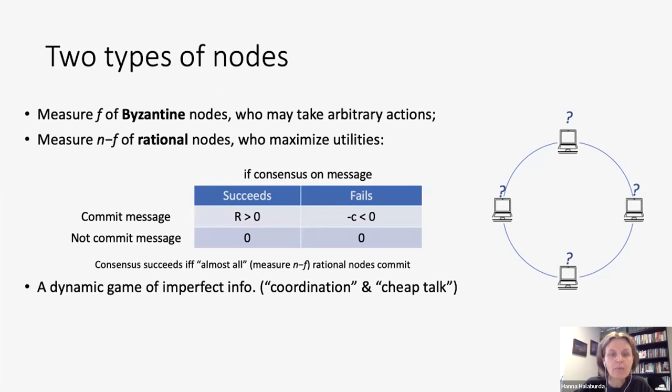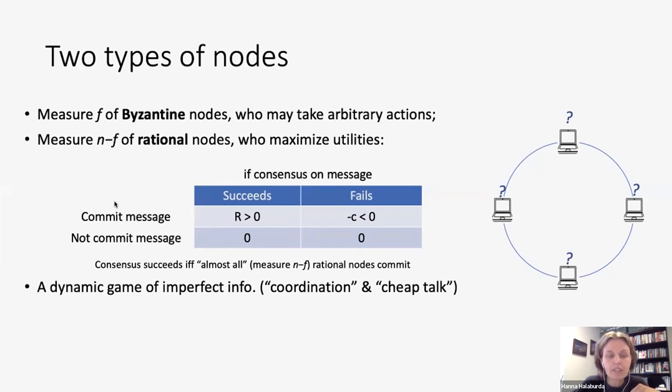So if a consensus on a message is achieved, then every node that committed the message receives a reward R, like a payout. And let me here make a connection to proof of work, even though here we're talking about Byzantine fault tolerance. In proof of work, the reward for achieving consensus is this mining reward that the miner can later spend because it's still on the blockchain. But in other blockchains also, the verifier nodes need to be incentivized to participate in the system.